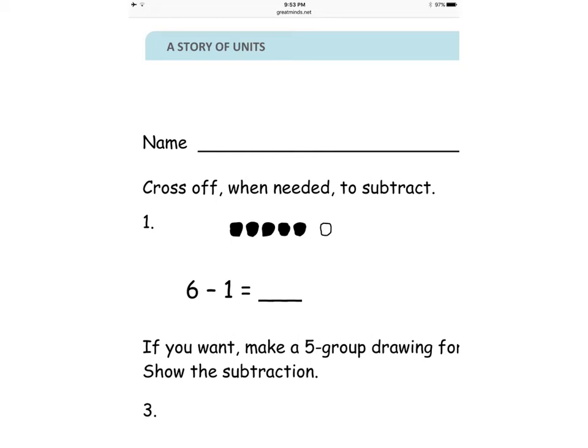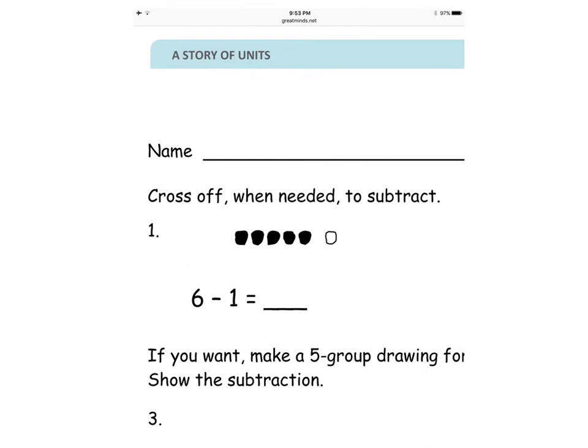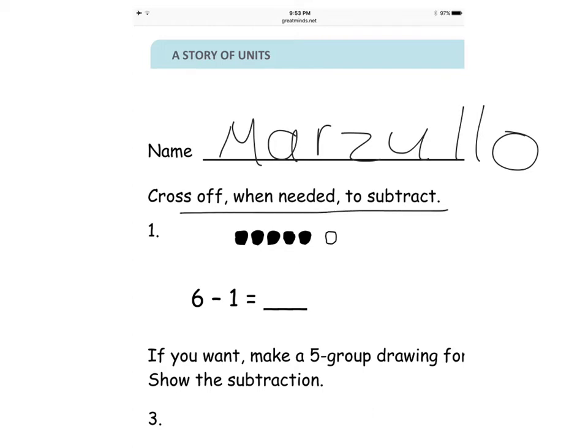Now you are going to get your problem set paper and you're going to do problem number 1 with me. So you're going to put your name on here. Here I'm going to put my name, Marzulo. And then I am going to solve these problems by crossing off when needed to subtract. So here's my first problem, 6 minus 1. Now that seems like a really simple problem, but we are going to make the beads. We're going to pretend we have those beads like we had in my picture. So right here, I have 6 beads.